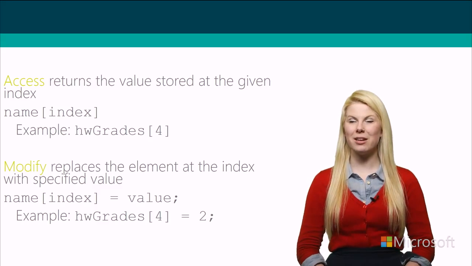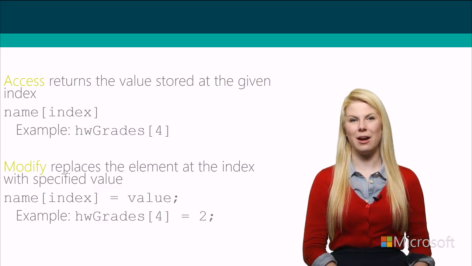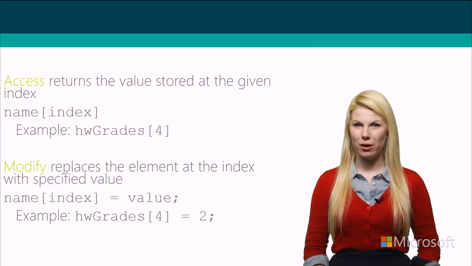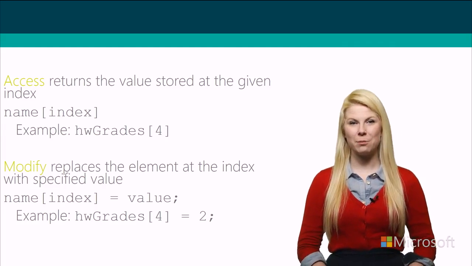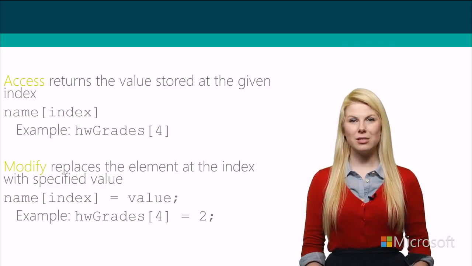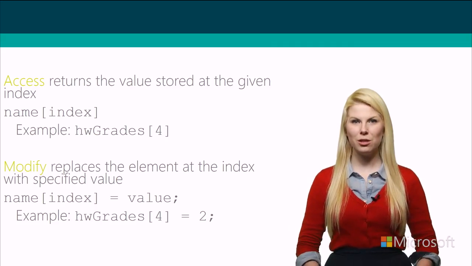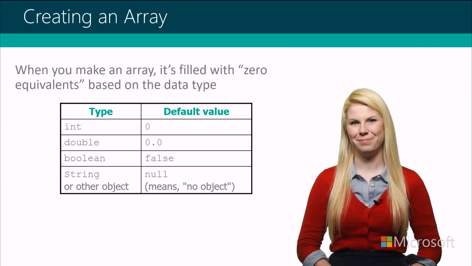So if I wanted the computer to give me the homework grade at index 4, I would say homework grades, the name of my array, square bracket, the number 4, meaning its address. If I want to change that exact place to be 2, then I use the same syntax. I just set it equal to 2, and it totally evaporates whatever was there before and replaces it with the number 2.